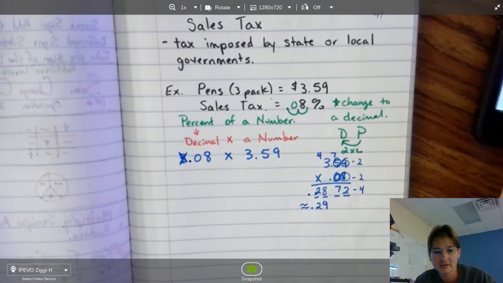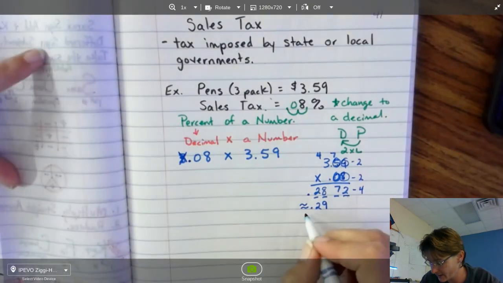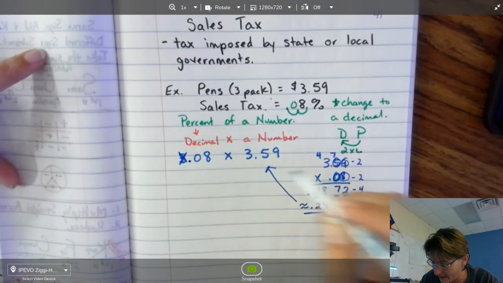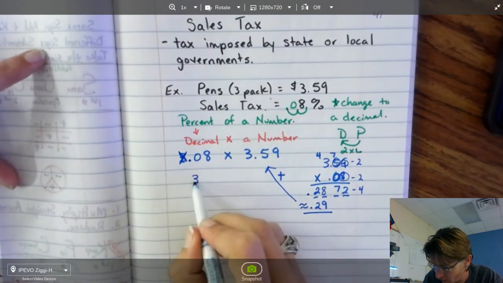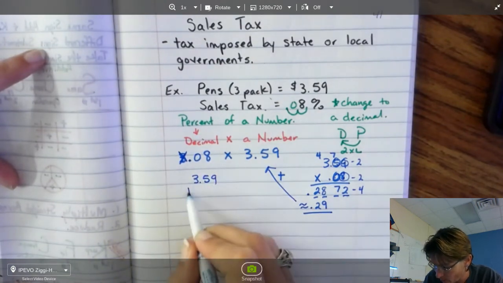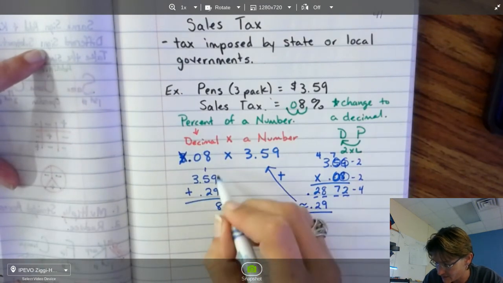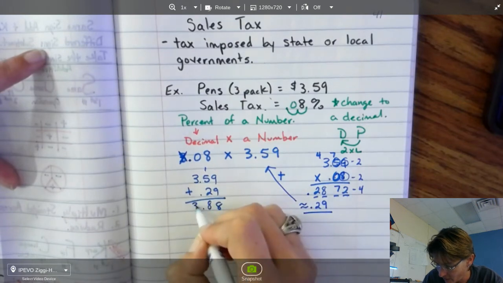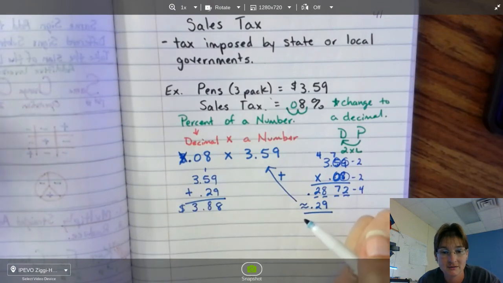Now to determine what I'm going to pay at the register, I simply take my 29 cents and bring it back and add it to the total cost that they were selling it for. So $3.59 plus the 29 cents gives me $3.88 for a pack of 3 pens.